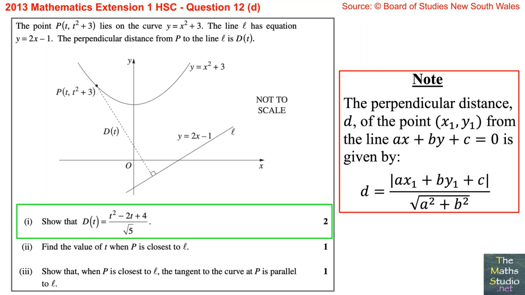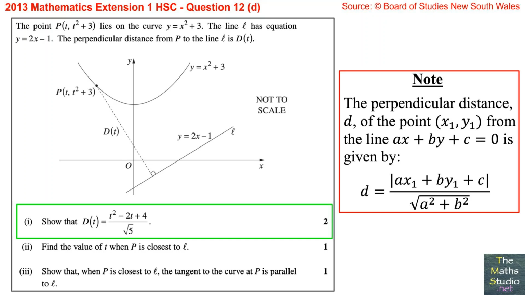Question 12, Part D. Note that to answer this question, the perpendicular distance formula is required. Now the perpendicular distance, d, of the point (x1, y1) from the line ax + by + c = 0 is given by d equals the absolute value of ax1 + by1 + c over the square root of a squared plus b squared.